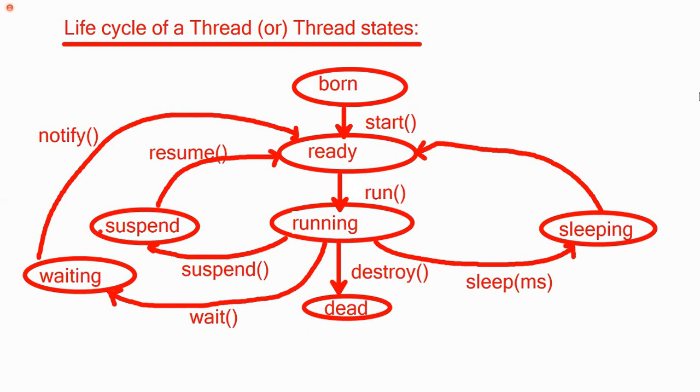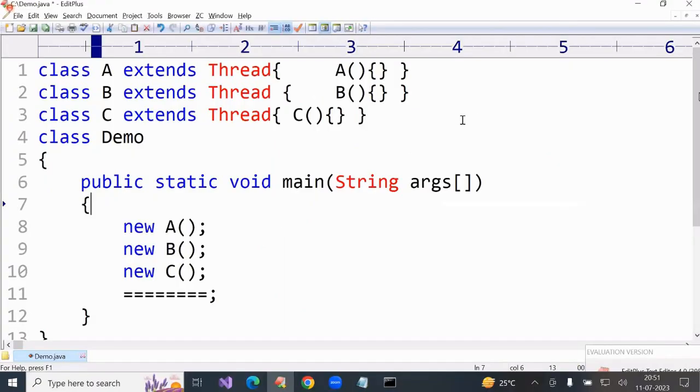If you call suspend, it is suspended. If you call resume, it starts again. The waiting thread will start whenever you call the notify method. If you call the destroy method, the thread will die, which is the dead state. This process, from born to dead, whatever happens, is called the life cycle. The thread states are born, ready, running, sleeping, dead, suspend and waiting. These are all library methods.